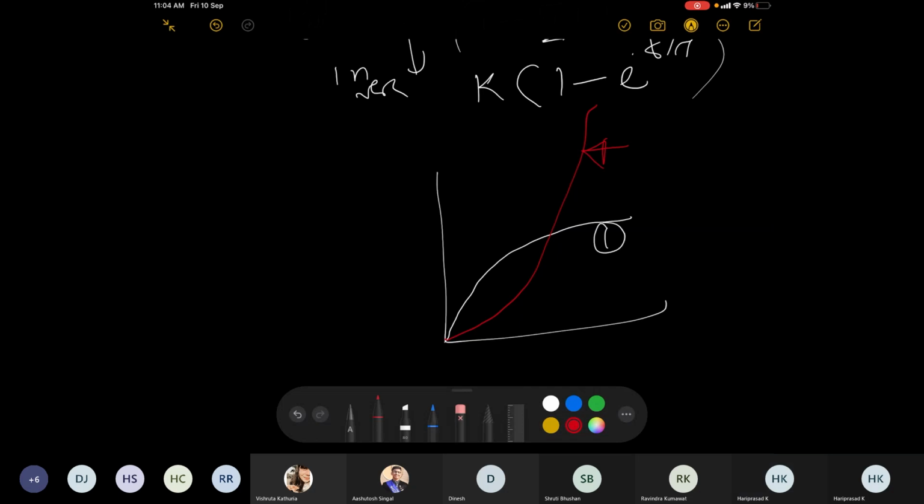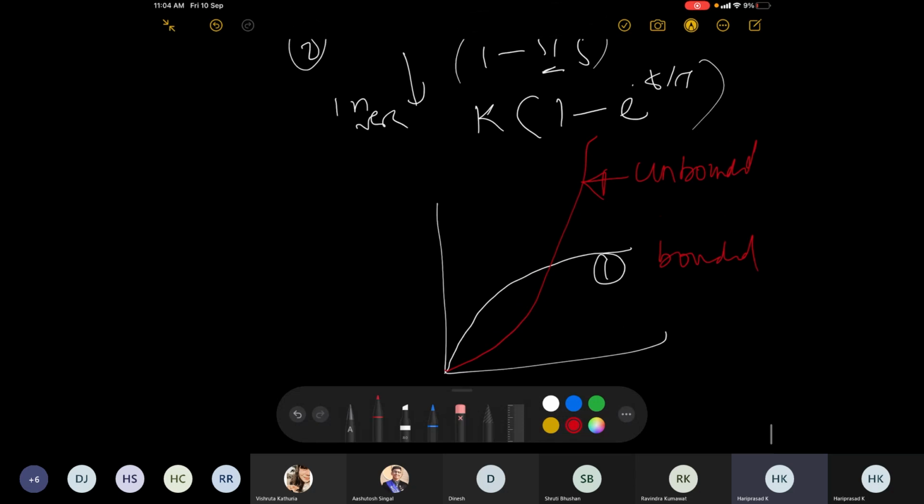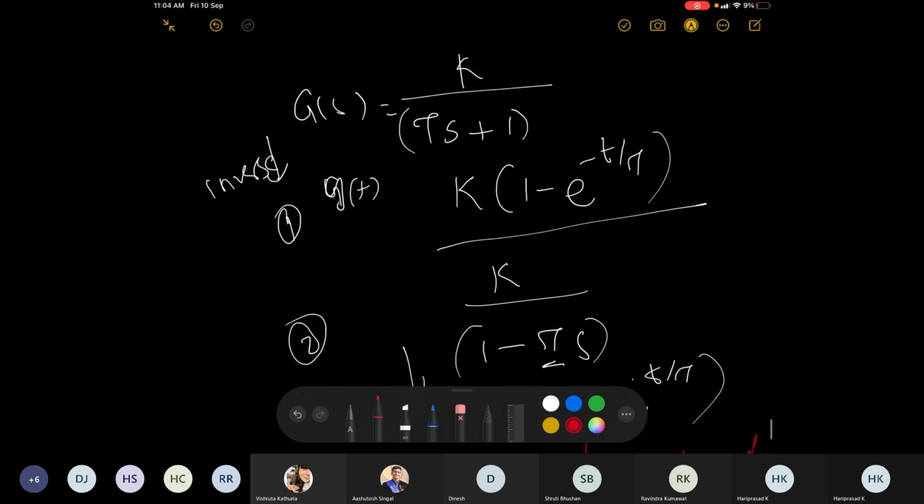which is unbounded, while this is bounded. Is this clear? Which one is stable here, 1 or 2? One, because it's bounded. Yes. So now you see the poles have made a significant difference in the stability.